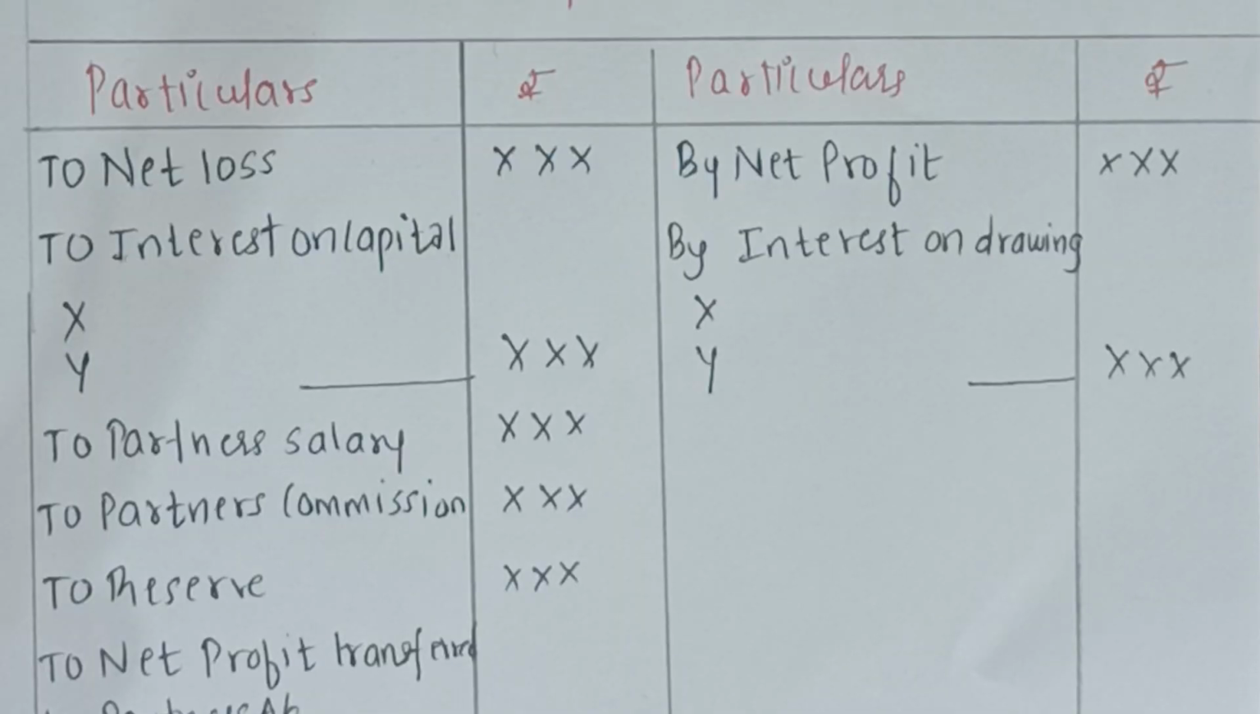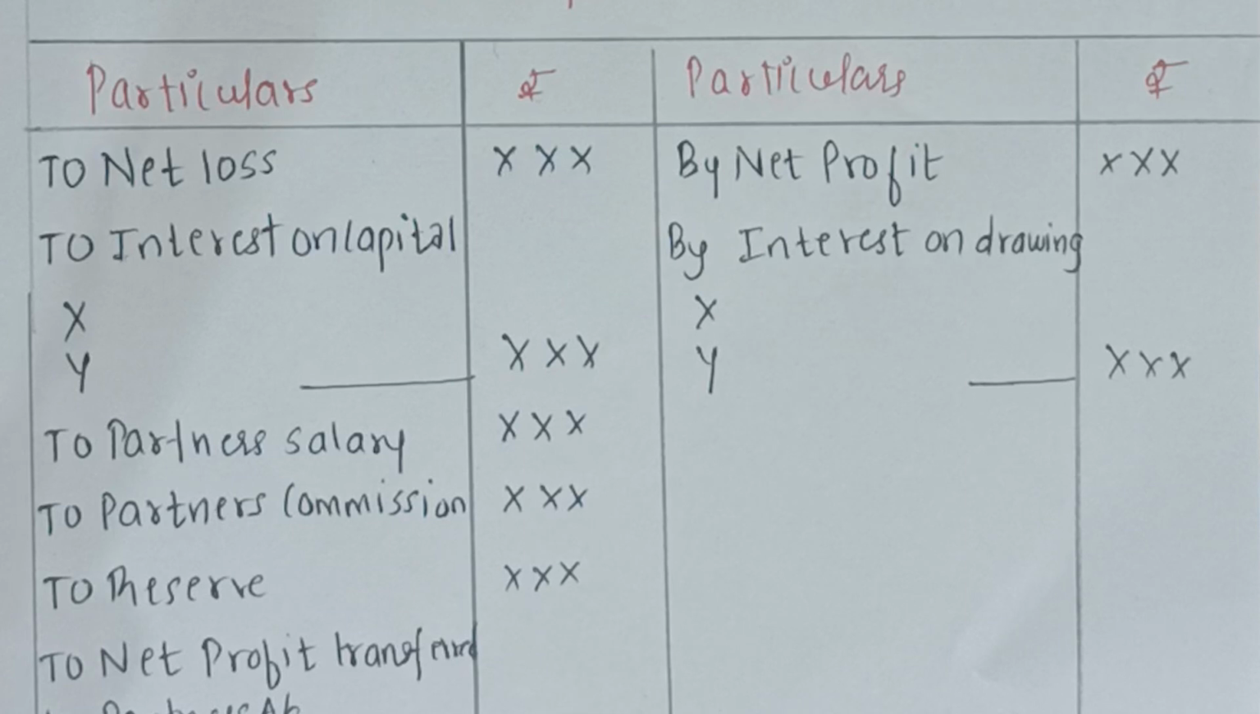On the credit side, we have by net profit. What is this net profit? This net profit is the opening balance of appropriation account. Where do we get this amount from? This balance is taken from the profit and loss account after making all the necessary adjustments for the accounting period. So this amount is the balance of profit and loss account.